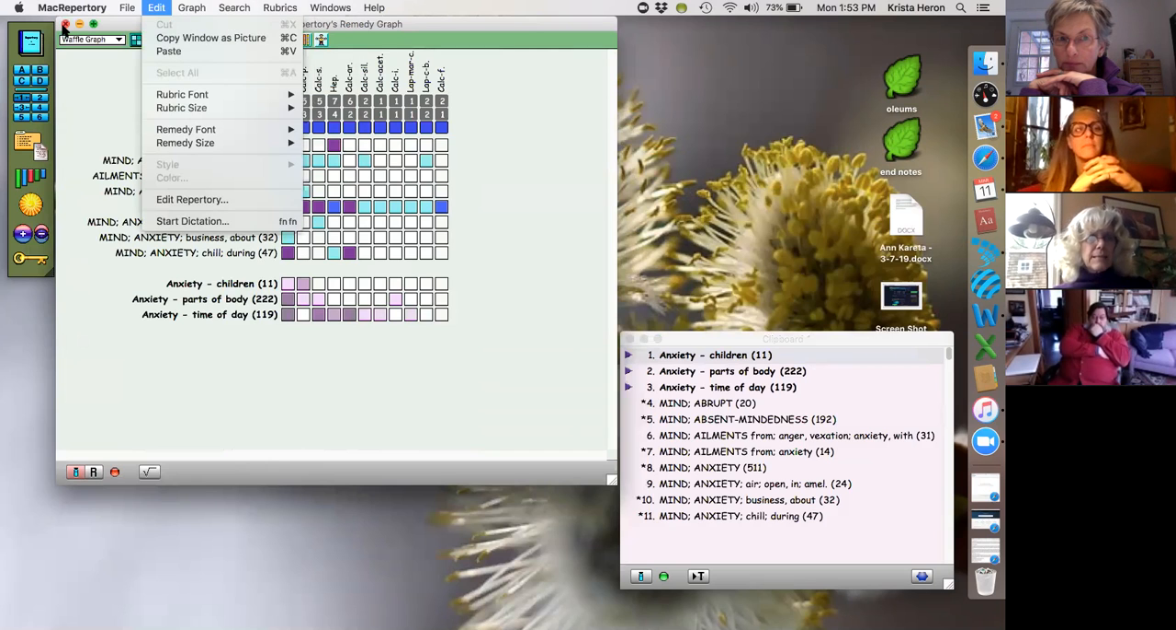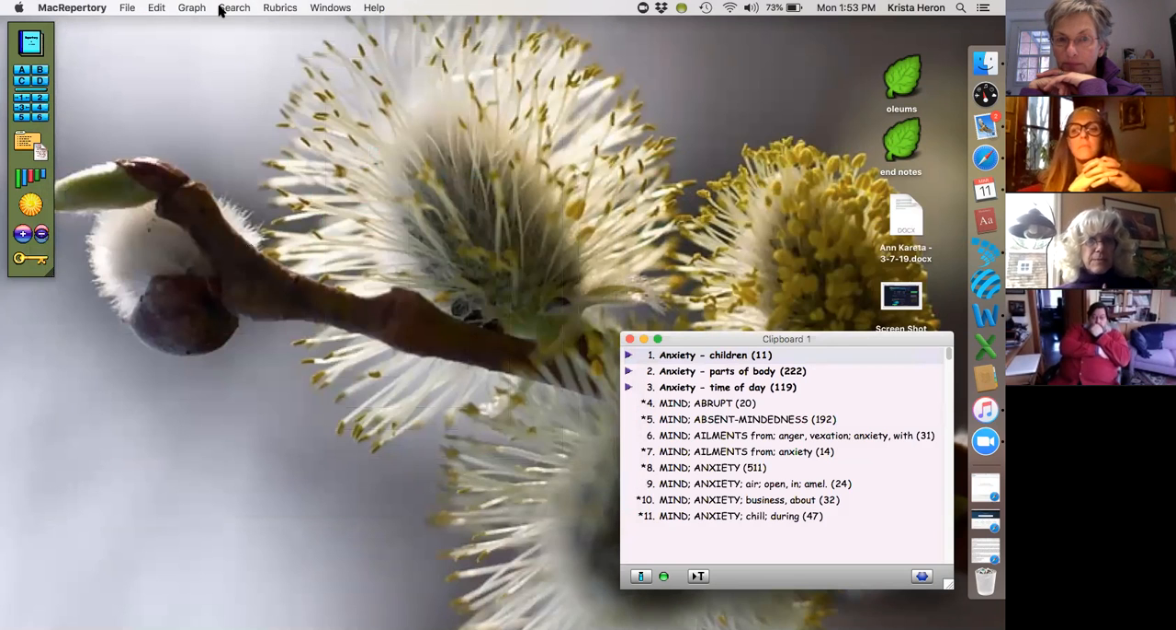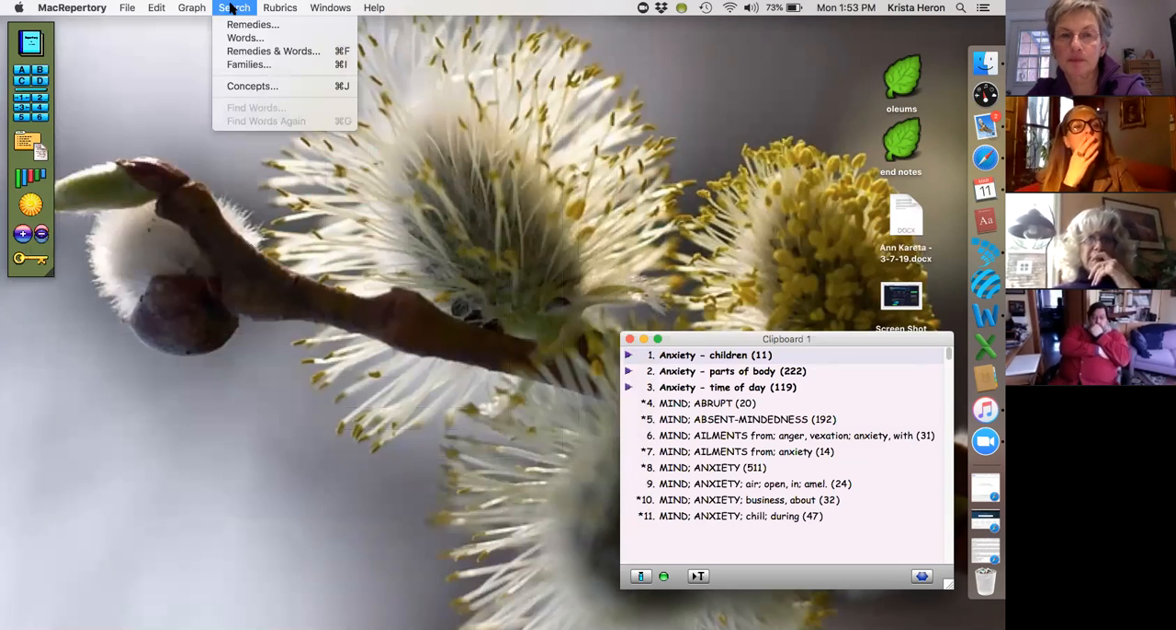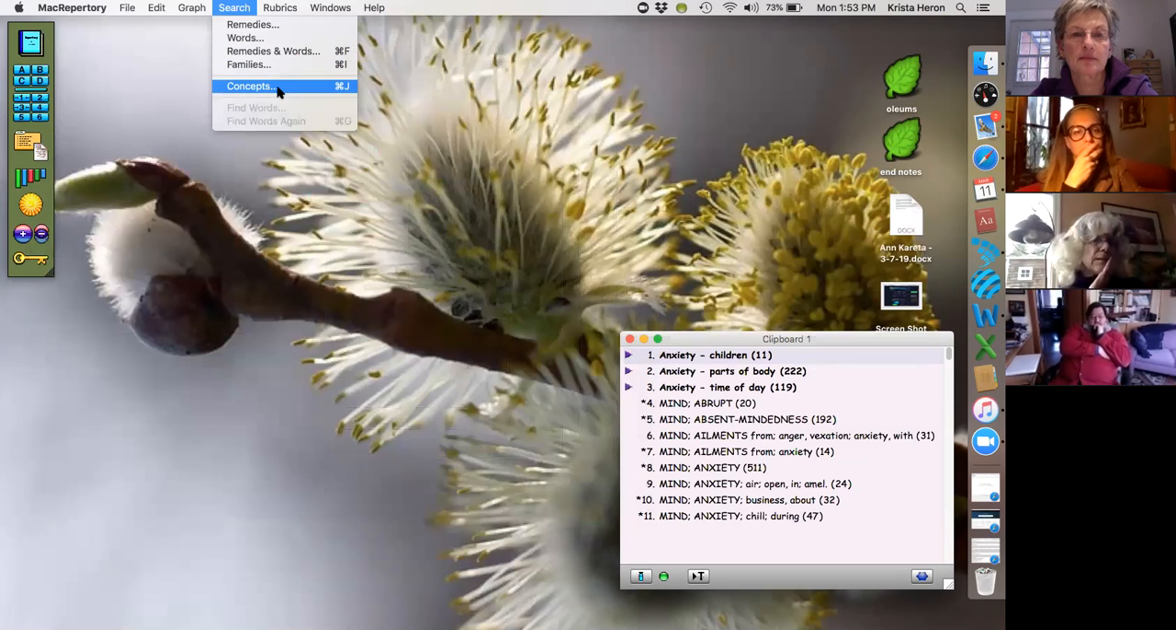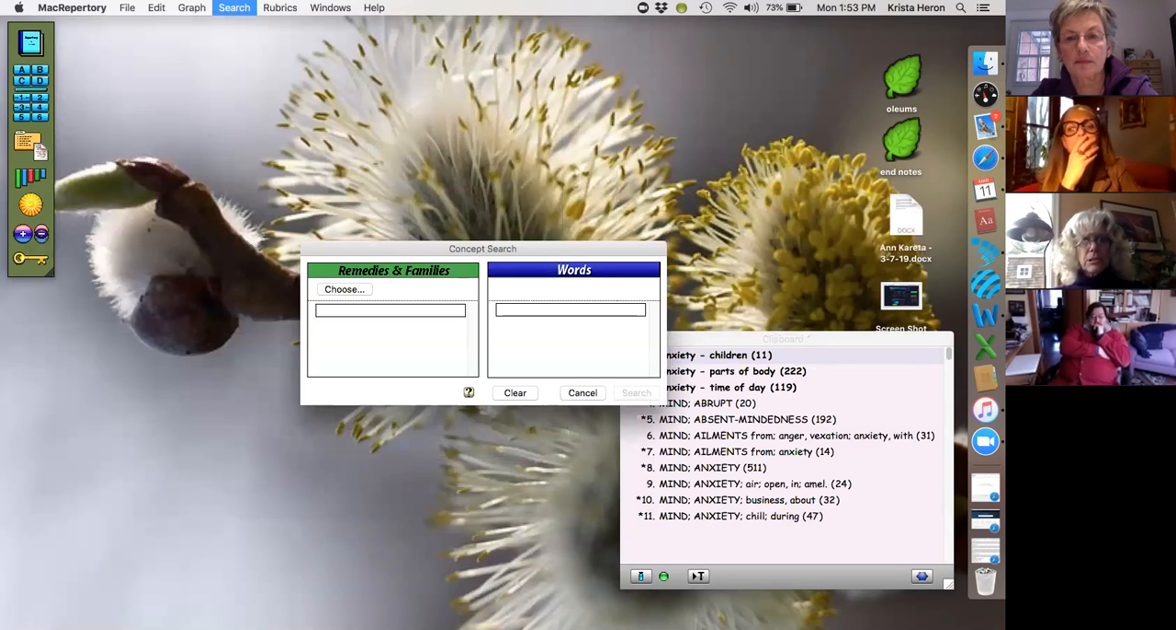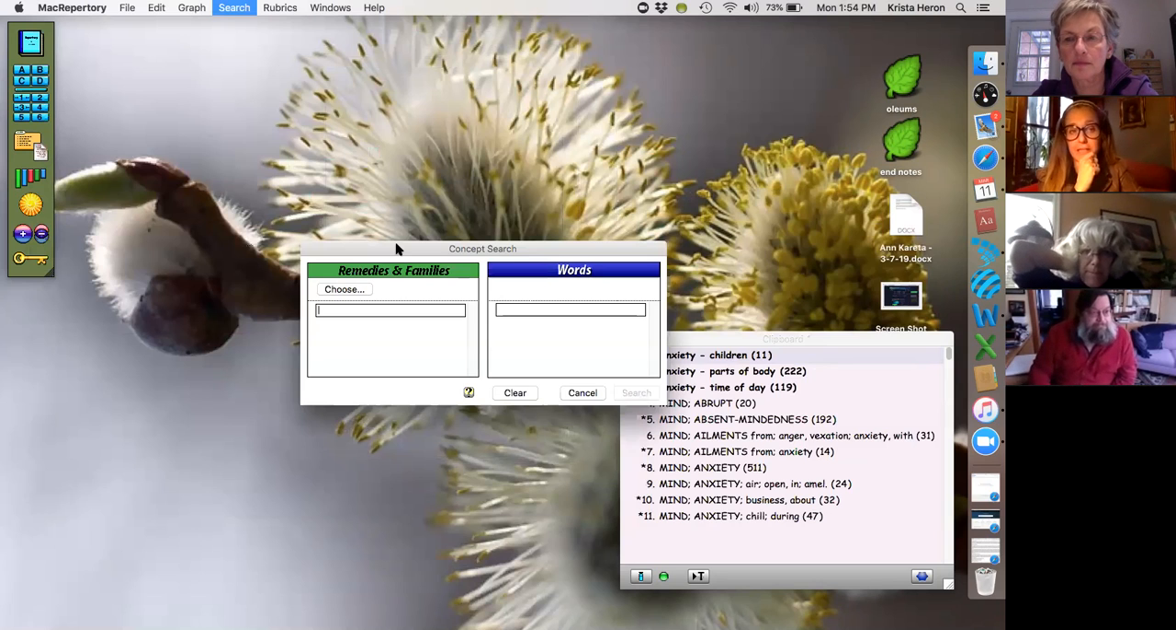Okay, so let's skip to a different kind of search. Go back up to your search menu and remember how we already did the Control F, the remedies and words. Let's now try a concept graph, or a Control J. So I'm going to click on Control J, Command J, and you should have this in front of you. Tell me if everybody's there. I have a little dialog box telling me it's going to take 5 minutes. Oh, that's because you probably have to index.